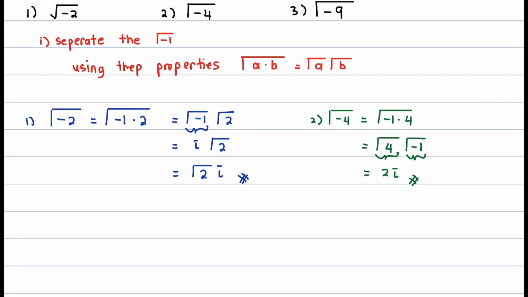Okay, and the last one, if we have square root of -9. So again, what we can do is we separate it as 9 multiplied by -1, and then we're going to have square root 9 multiplied by square root -1, which gives us 3 and i. So your answer would be 3i, which is a nicer number. Are you okay?